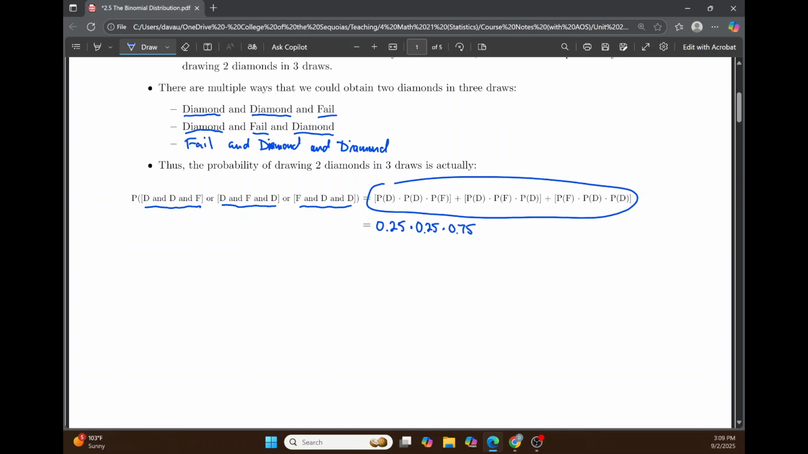Now, that's just that first group. This is the probability of diamond and diamond and fail. But then we also could have the probability of diamond times probability of fail times probability of diamond. So that's another way that it could happen. And then finally, there's one more way that this could happen, which is that we could fail first and then get 2 diamonds in a row.